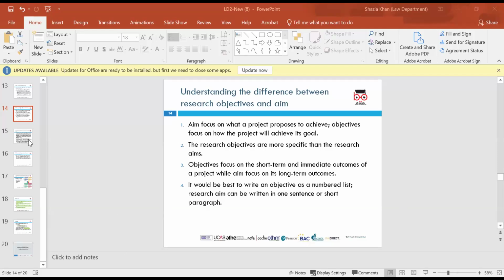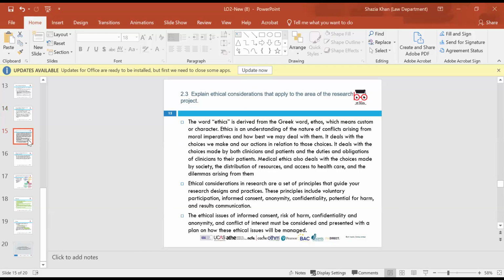Then we've got 2.3, which is explaining ethical considerations that apply to the area of your research. Ethics is really important. Ethical considerations are principles that guide your research, design, and practice, ensuring that participants' rights are protected, which we looked at a little bit earlier. It's a set of principles: confidentiality again, consent, and anonymity.